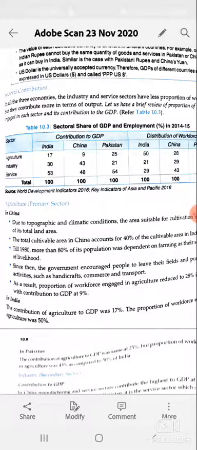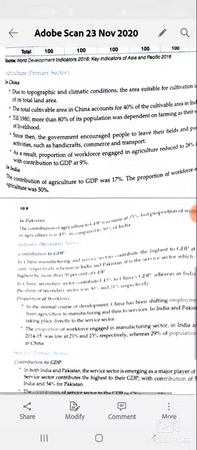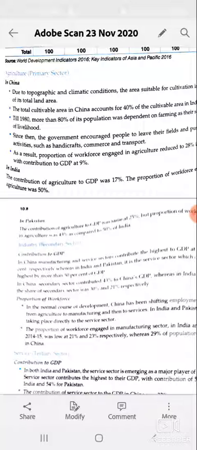Now let us discuss India. You know the condition of India: the contribution of agriculture to GDP was 17%, and the proportion of workforce engaged in agriculture was 50%, half of the population. In Pakistan, the contribution of agriculture to GDP was 25%, but the proportion of workforce engaged in agriculture was 43%, 7% less than ours, as we have 50%.